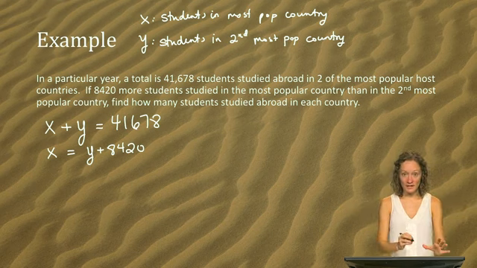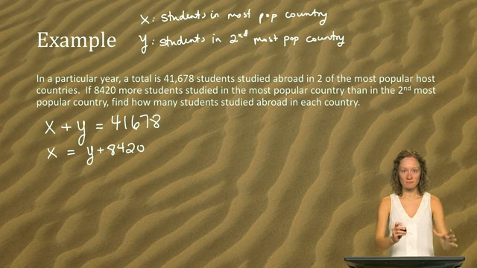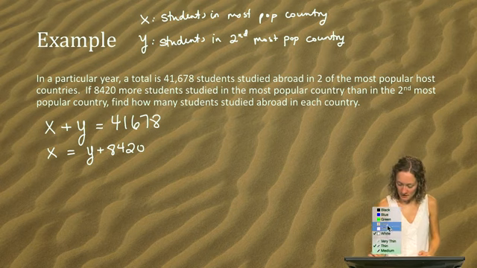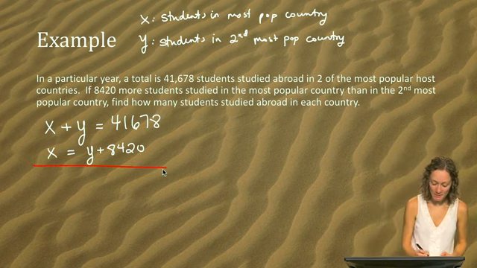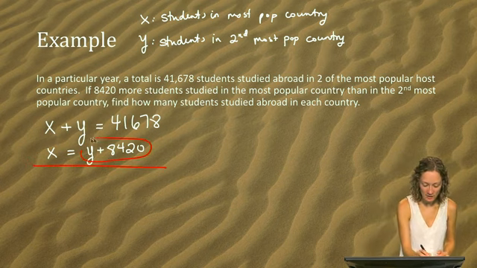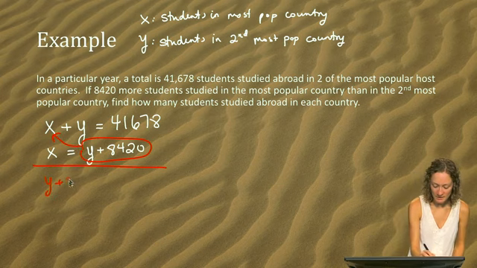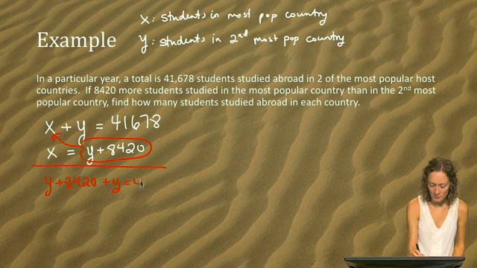Okay, so we have translated to equations. Now we go into solving mode. Which method do we want to use here? I think substitution looks the best here because we already have X solved for. So we'll plug that in. Y plus 8,420 plus Y equals 41,678.